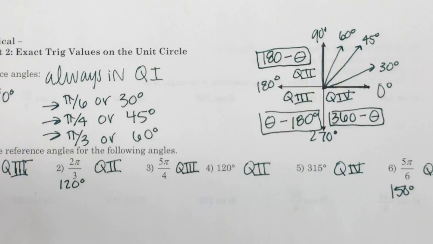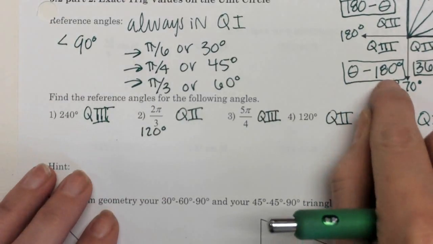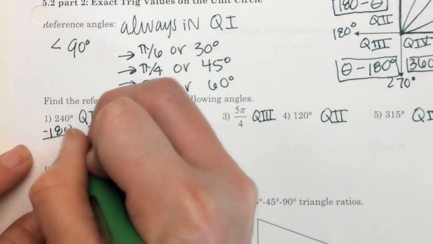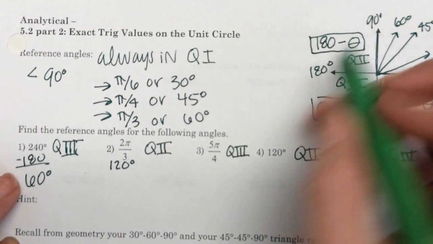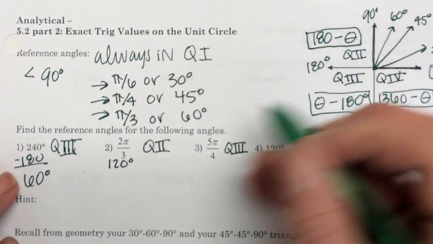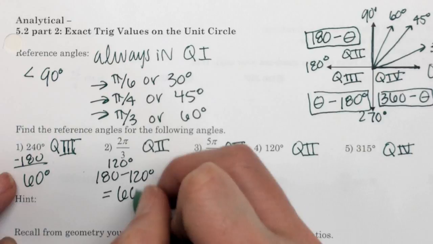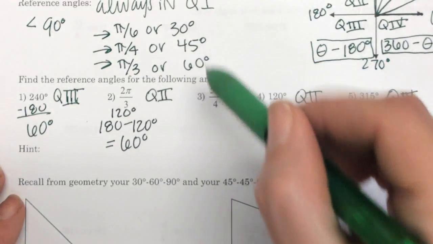So for 240, that's in quadrant 3. So how do we find its reference angle? Subtract 180 from it. So what's 240 minus 180? Very good. Let's do one more together. This next one, 120 is in quad 2, so I'm going to do 180 minus 120, which is what? Very good. Go ahead and find the reference angle for the rest of them on your own. And again, they should either be 30, 45, or 60.